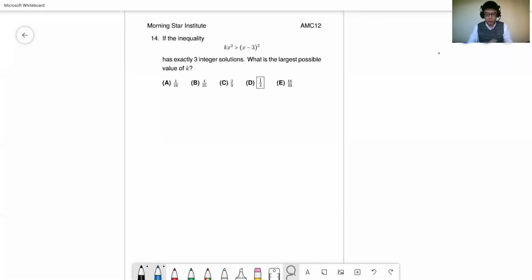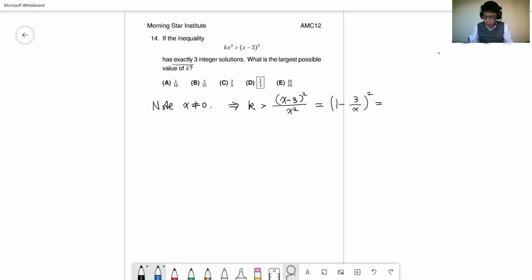Question 14. The inequality has exactly 3 integer solutions. What's the largest possible value of k? First, we note that x cannot be 0. So we can divide x squared on both sides. K larger than (x minus 3) squared over x squared, and this is equivalent to (1 minus 3 over x) squared. This inequality has exactly 3 integer solutions.